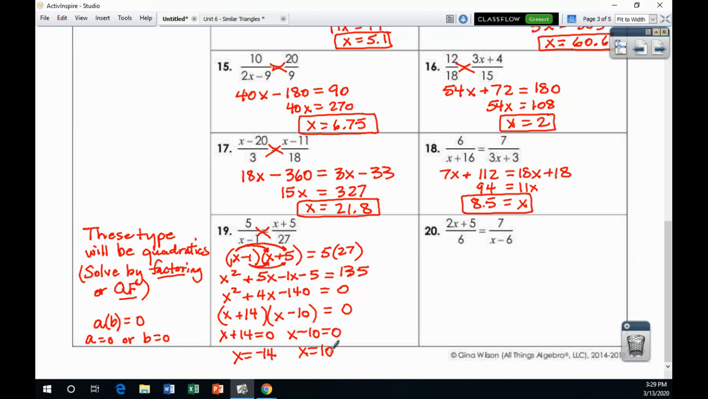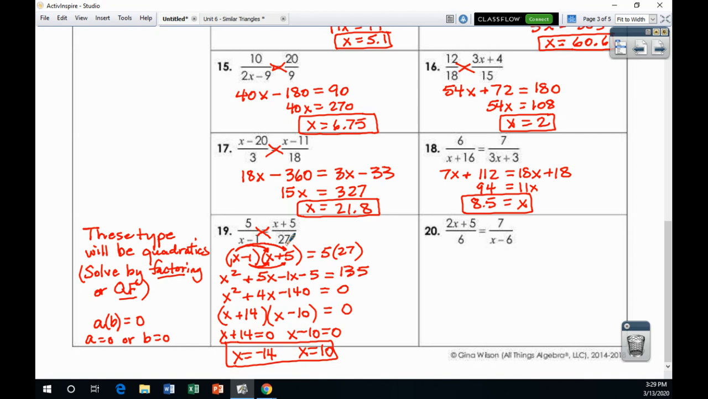Either of those two numbers will work in the original equation if you plug them in. Think about it, negative 14, this would be 5 over negative 15, which is negative 1/3. And over here, you'd have negative 14 plus 5, which is negative 9, and negative 9 over 27 is also negative 1/3. Plug in 10. 5 over 9 equals 15 over 27. Guess what 15 over 27 would reduce to? 5 over 9. So those are my two answers right there.